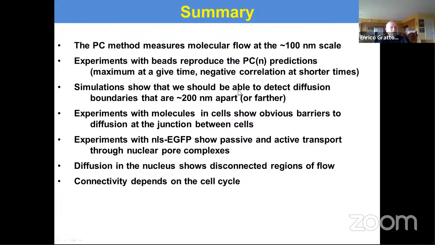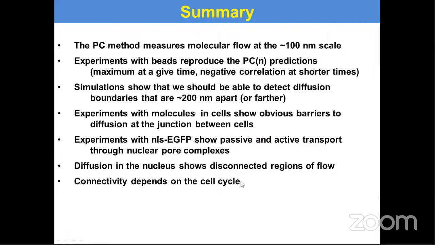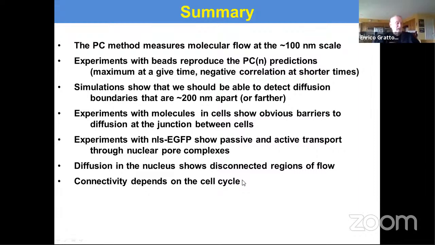The simulation showed that we should be able to detect diffusion boundaries that are below the resolution. Experiment with the molecules in cells show obvious barrier to diffusion at the junction between cells, as I showed. Experiment using the EGFP with NLS showed passive and active transport to the nuclear pore complex, and diffusion of molecules showed disconnected region of flow. A connectivity depends on the cell cycle. I have not shown that, but I will have some more information in the application. I will show this later this afternoon.